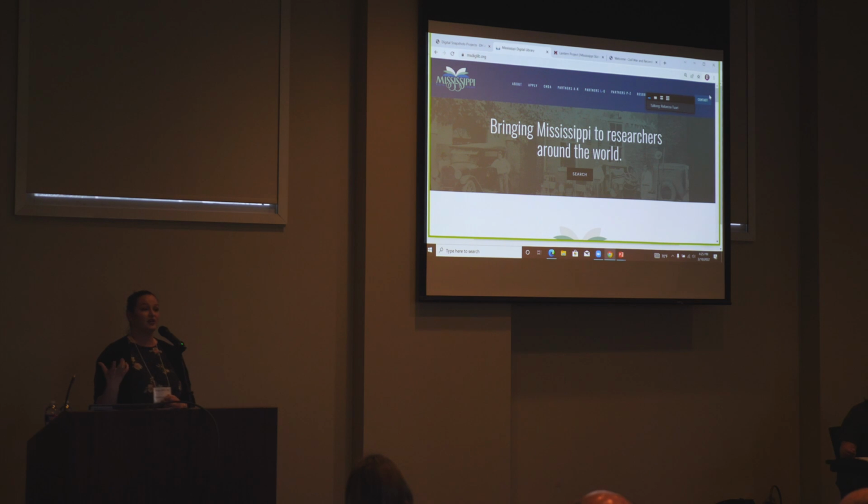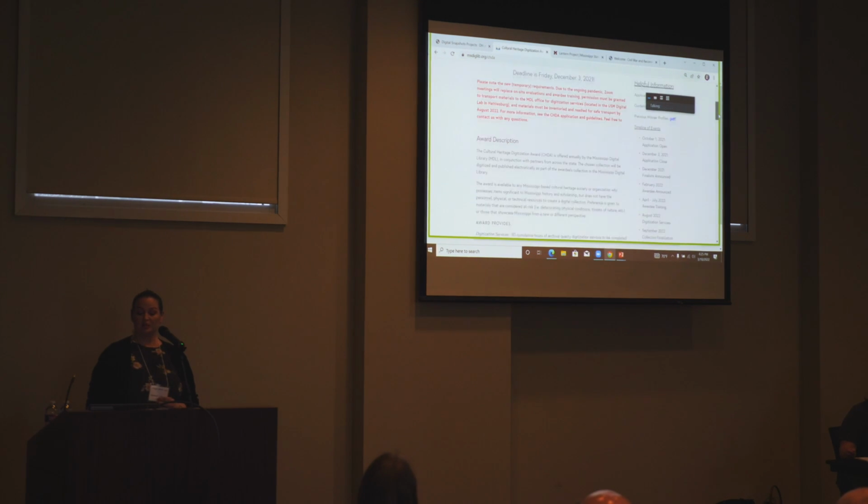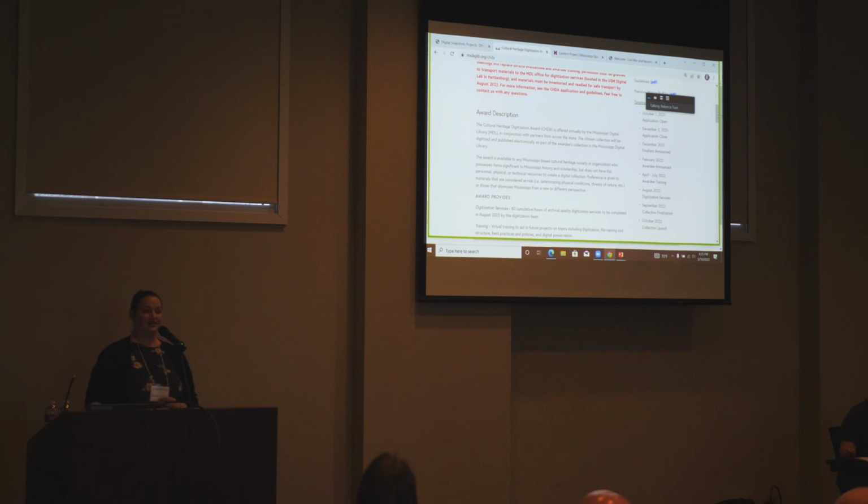So we organize our Cultural Heritage Digitization Award every year, and the application period for that will open up in October. Institutions can apply with their given projects, and the awardee will show up on site with all of the equipment and digitize for a full week. Normally we have about two people that scan nonstop, so we say about 80 cumulative hours of digitization work, and then we work with you to write the metadata and put it online so it's discoverable.